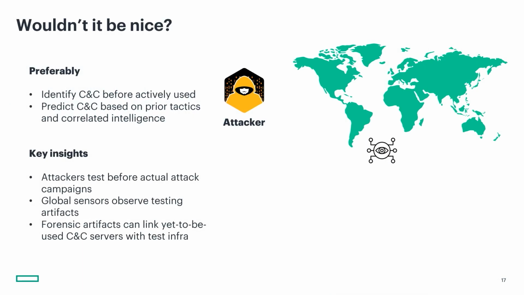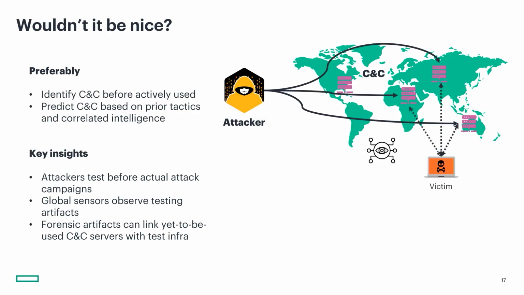Okay? Wouldn't it be nice if we can identify all these IP addresses and domain names, et cetera, based on what we predict is going to happen in the future? Now, why do we think this is even possible? Right? Why do we think this is possible?